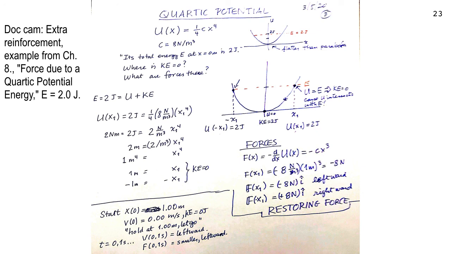Now, let's say that, this is the way the textbook writers do it. They say it this way. Its total energy, E, at x equals 0 meters is 2 joules.